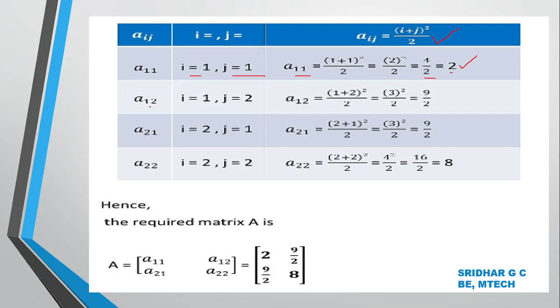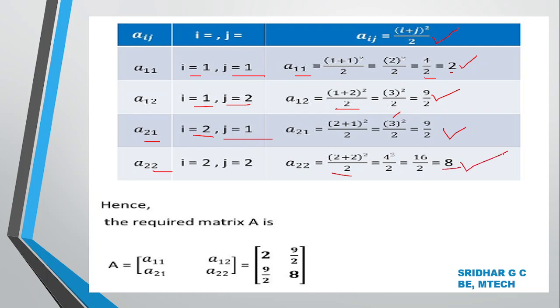Next, A12. Substitute the value of i as 1, value of j as 2 in this equation. So 1 plus 2 whole square is 3 square, 3 square is 9 by 2. 9 is not divisible by 2, so this is the final answer. Same way A21: substitute i equals 2, j equals 1. A21 equals 2 plus 1 whole square by 2. 2 plus 1 is 3, 3 square is 9 by 2. Next, A22. Substitute 2 and 2. Here we will get 4 square, which is 16. 16 by 2 is 8.